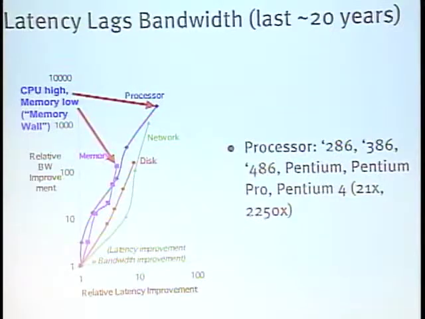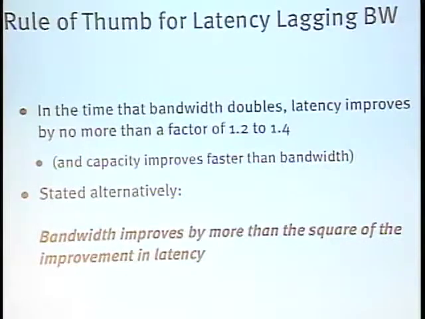So hopefully I've demonstrated to you that latency lags bandwidth. It's a really helpful thing to be able to do. Bandwidth improves as the square of latency. So then the question is why? I got a bunch of slides on why. But why do you think this is the case?